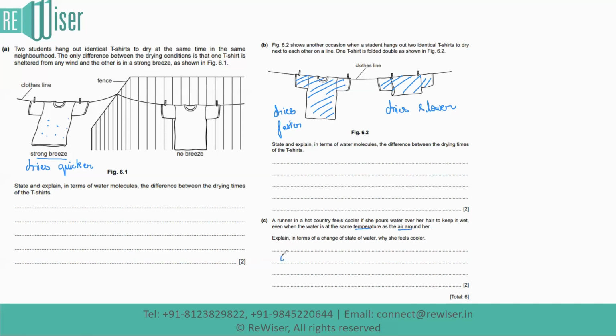the water starts to evaporate from her hair. And to undergo this process of evaporation, water absorbs or requires energy, and it gets this energy in the form of the thermal energy that is contained within the runner.